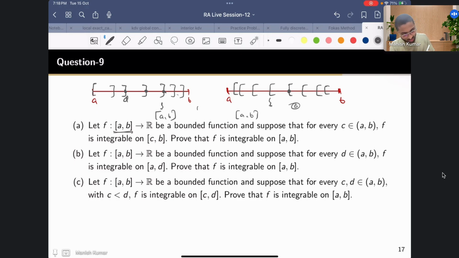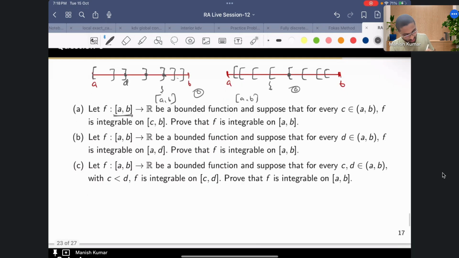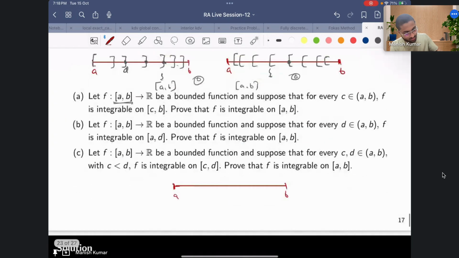The third tells you that the function has the following property: if [A, B] is given to you and you choose any 2 points in this interval, then the function f is integrable. So whatever points you choose, this function is integrable on [C, D] for any C, D in between A and B. Then you have to prove that the function is integrable on [A, B].